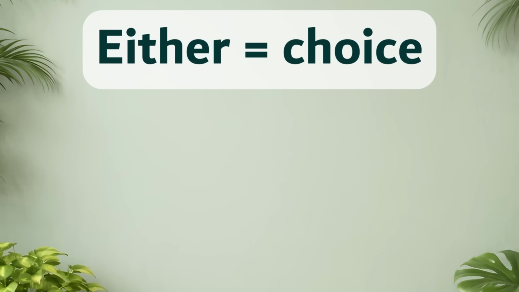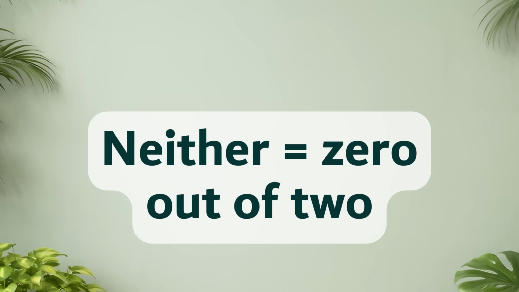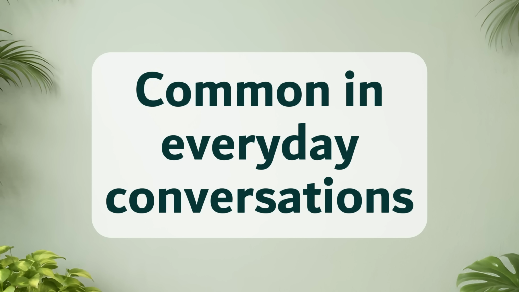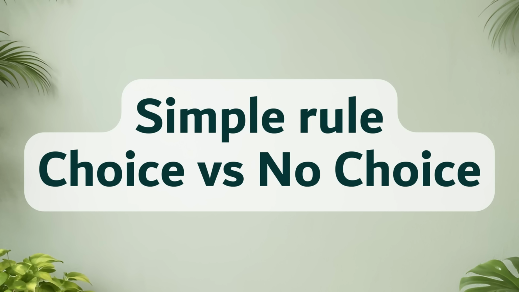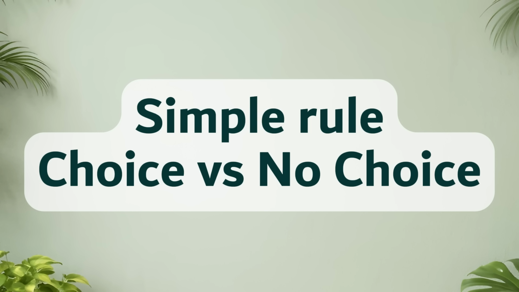As you can see, either helps us talk about choices, while neither helps us say that both choices are not acceptable, available, or true. If you remember just one thing, remember this. Either equals one of two possibilities. Neither equals not one and not the other. Once you understand that simple idea, using these words becomes much easier.